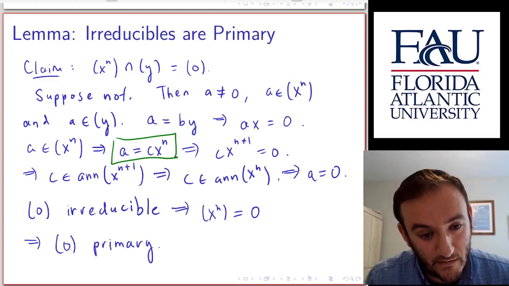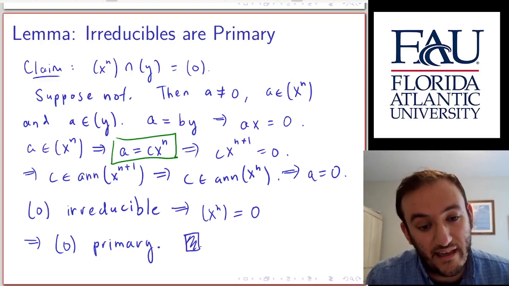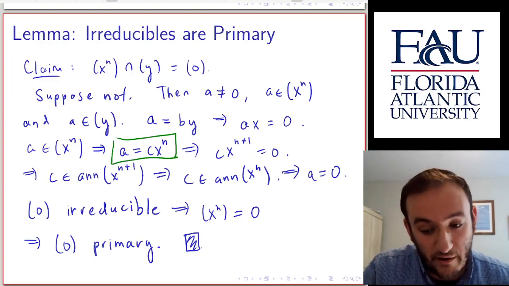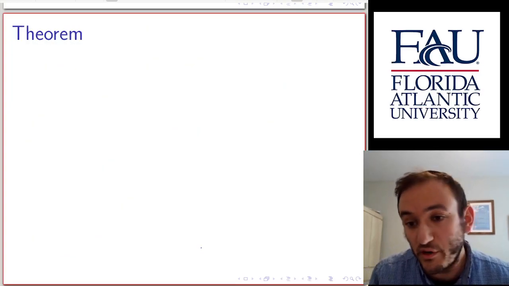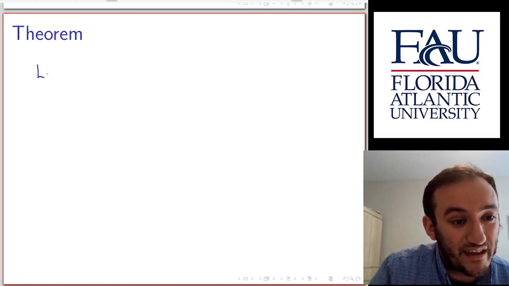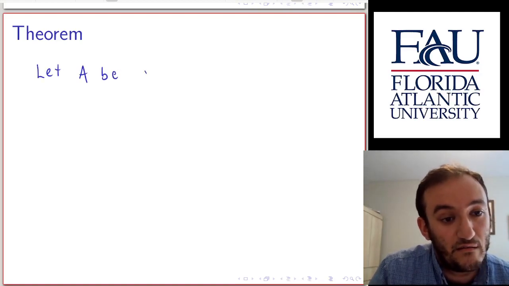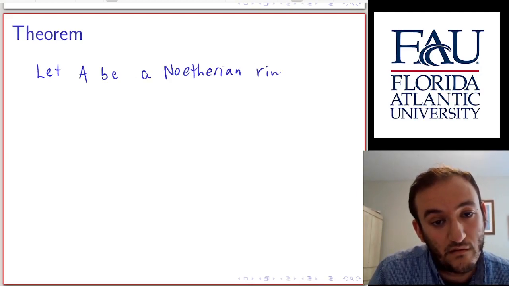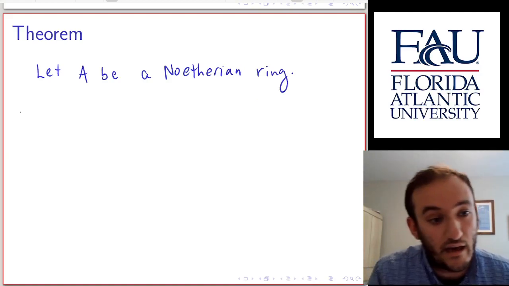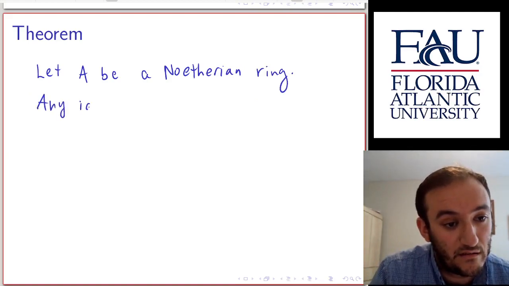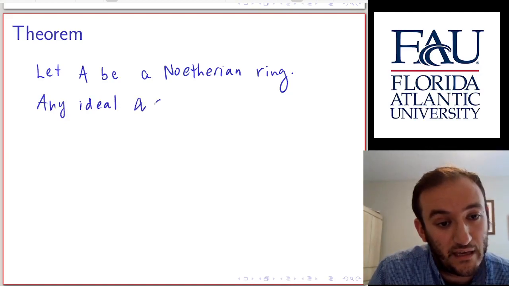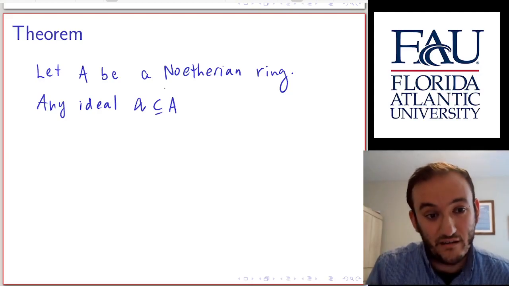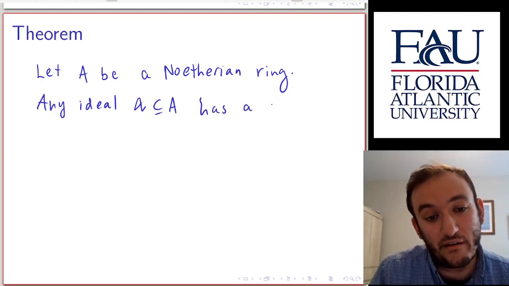Okay? And in turn, that implies that any ideal which is irreducible in an Etherean ring is primary. Okay, so putting those two lemmas together, we now have that if A is an Etherean ring, then for any ideal A in A, we can construct its irreducible decomposition. Since all of those ideals are primary, this has a primary decomposition.